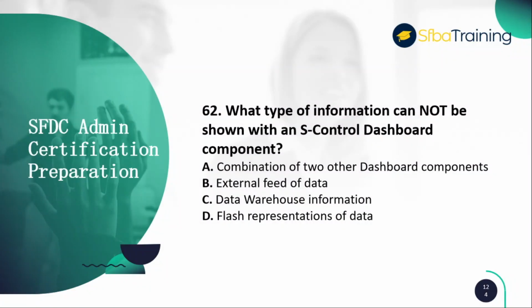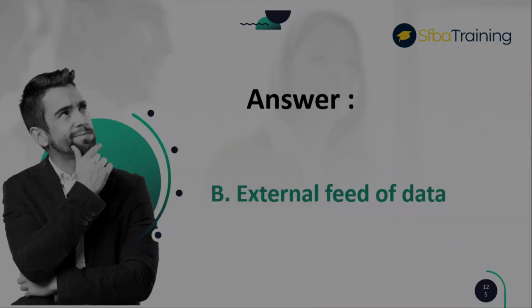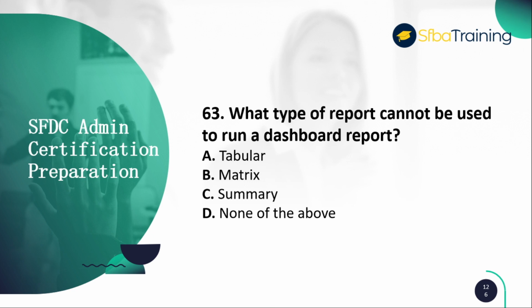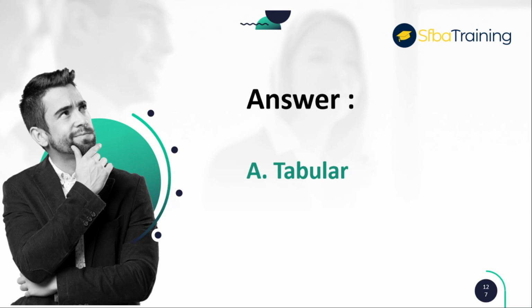Number 62. What type of information cannot be shown with an S-control dashboard component? A. Combination of two other dashboard components. B. External feed of data. C. Data warehouse information. D. Flash representations of data. The answer is B, external feed of data. Number 63. What type of report cannot be used to run a dashboard report? A. Tabular. B. Matrix. C. Summary. D. None of the above. The answer is A, tabular.